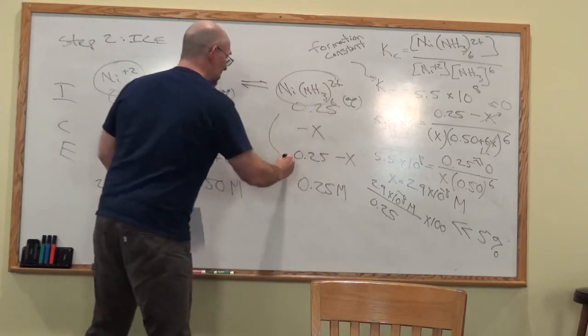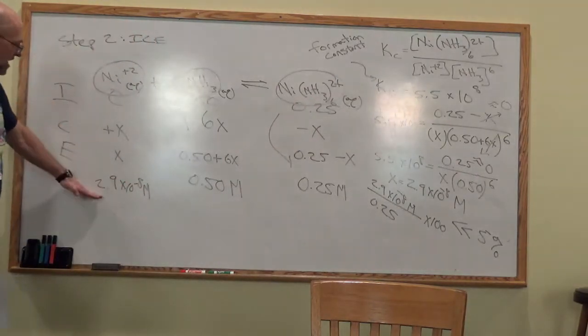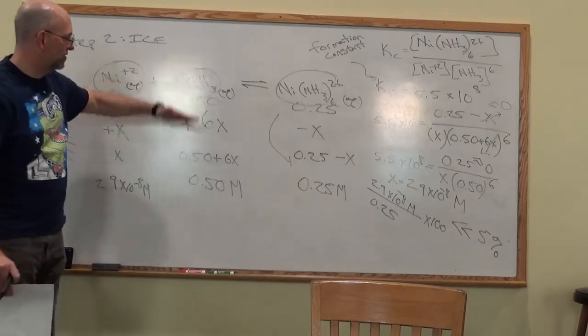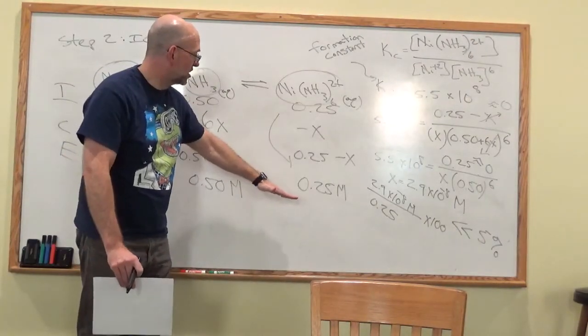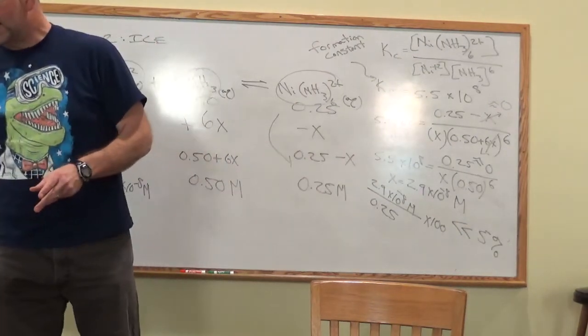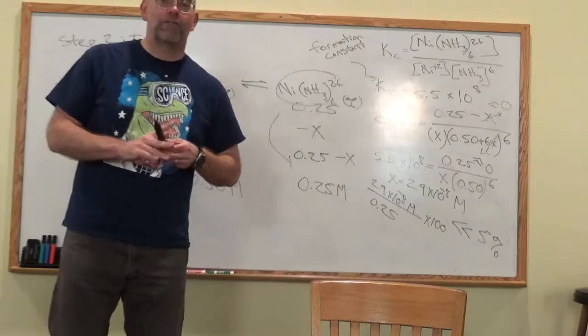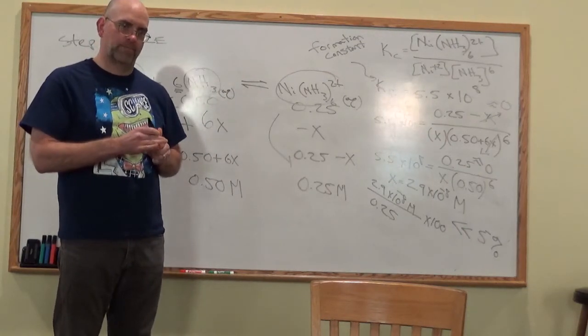So the final answer to the problem is equilibrium concentration of nickel is x. Equilibrium concentration of ammonia is 0.50. Equilibrium concentration of the complex ion is 0.25. All of that is done strictly to make the 5% rule work. Okay.